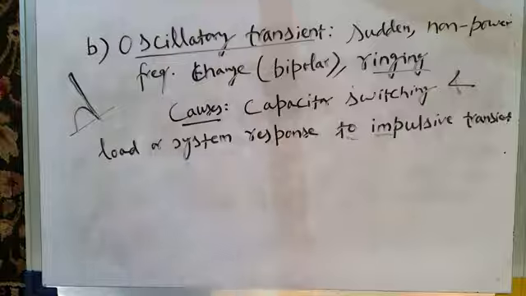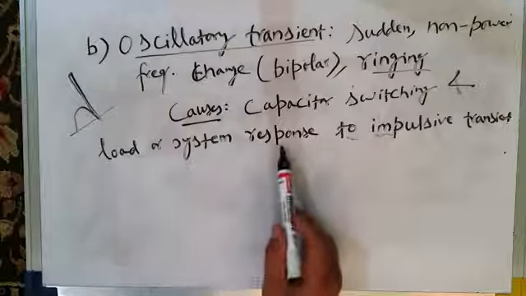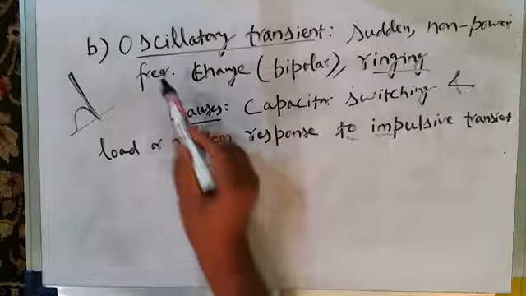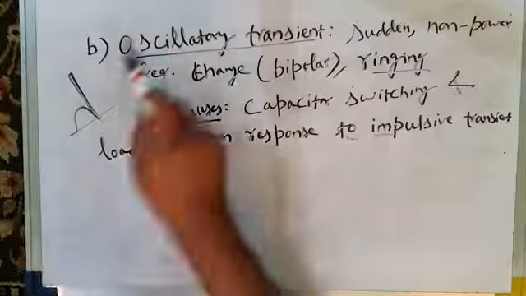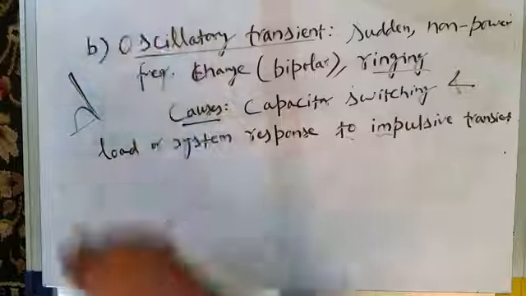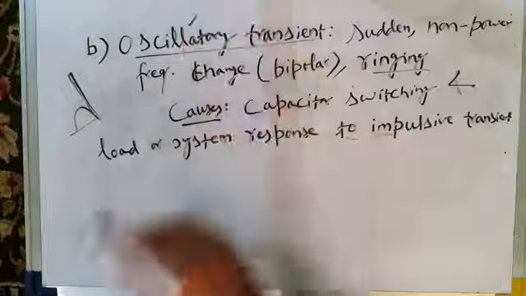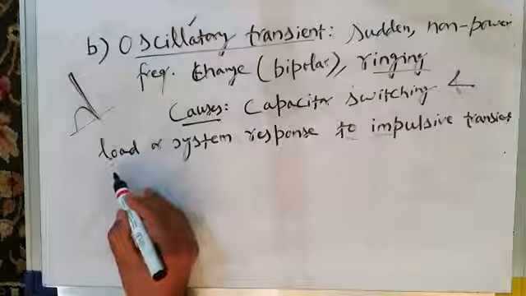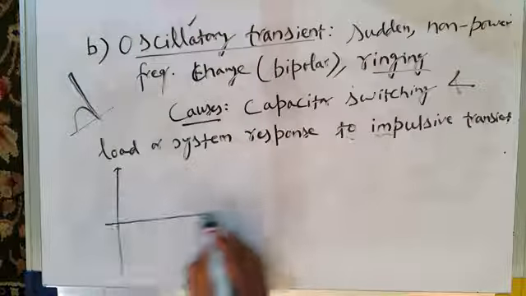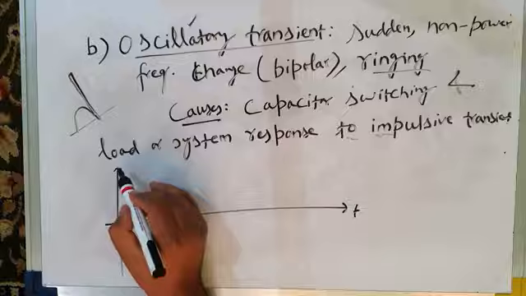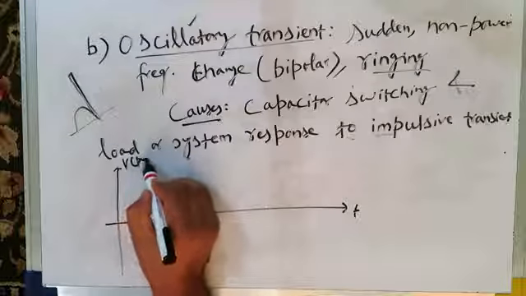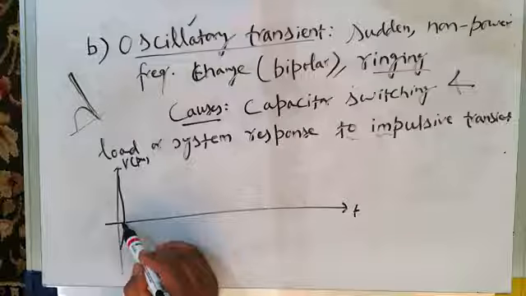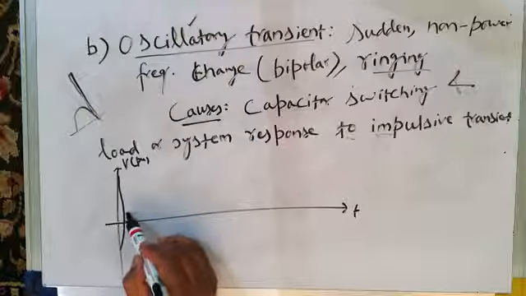Whenever there is an impulsive transient, the load response or the system response is such that this impulsive transient gives rise to what we call oscillatory transients, which I have written here. Now, these oscillatory transients are decaying in nature, and I can show you here. This is time axis and this is voltage. Voltage may be in per unit. Oscillatory transients may be of this type. So let me first of all draw.